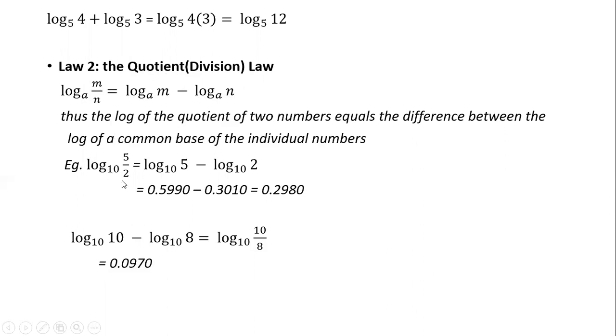So let's do examples. Log base 10 of 5 over 2 can be written as log base 10 of 5 minus log base 10 of 2. And log base 10 of 5 is 0.6990 minus log base 10 of 2, 0.3010. So by simplifying this, it will give us 0.3980.